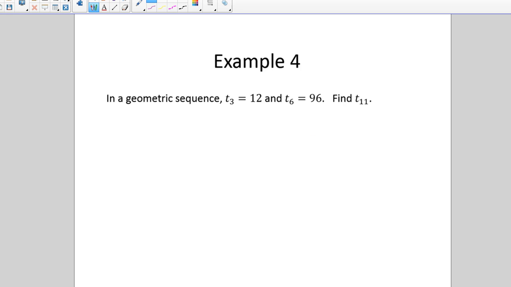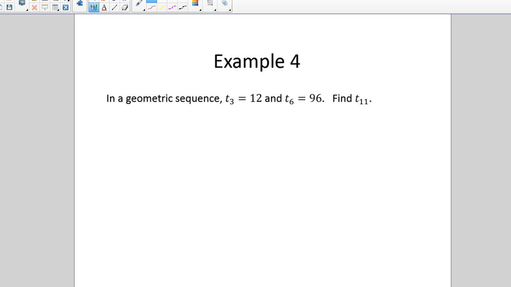Now this last example, we're given a geometric sequence, and we're given the third term and the sixth term. So now we don't even have the first term, and we need to go ahead and find T11. I'm going to show you two different ways to do this one. Let's go through what I'll call the brute force way first.